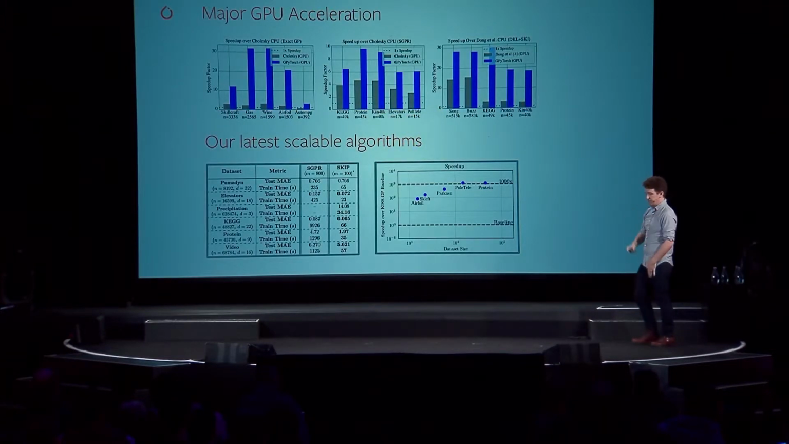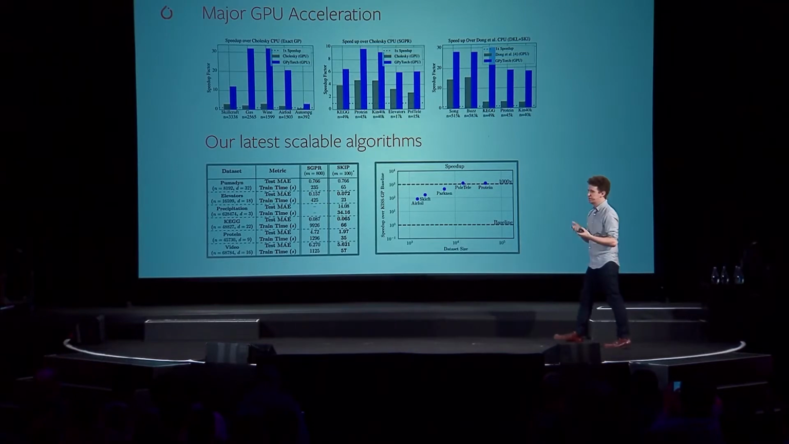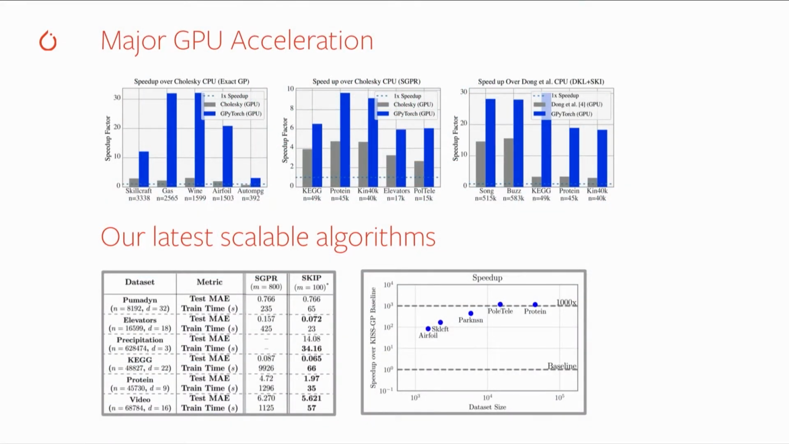So we implement lots of things with this, lots of standard methods that people have worked on in the past for scalable GP methods. So for example, we obviously implement exact GPs. We implement this technique SGPR, which is very popular. And we also implement SKI with deep kernel learning. And in most of these cases, we get orders of magnitude speed up or better.